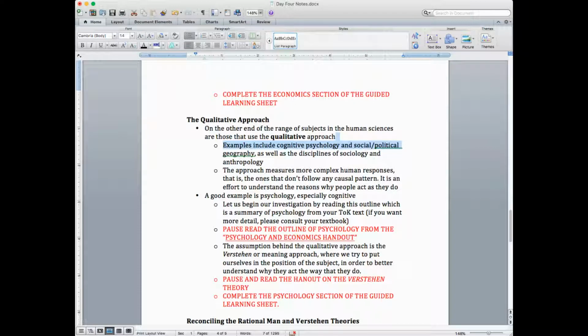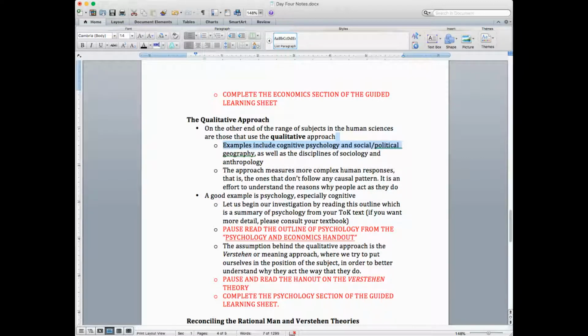They are more looking at what humans mean rather than being able to quantitatively measure something. The approach measures more complex human responses, that is, the ones that don't follow any causal pattern. It's an effort to understand the reasons why people act as they do. Of course, a good example of a qualitative study, and I'm sure since many of you take psychology, you're well aware of this, because I know there's a whole section on qualitative methods when you do methods in IB Psych. But a good example is psychology, especially cognitive psychology.